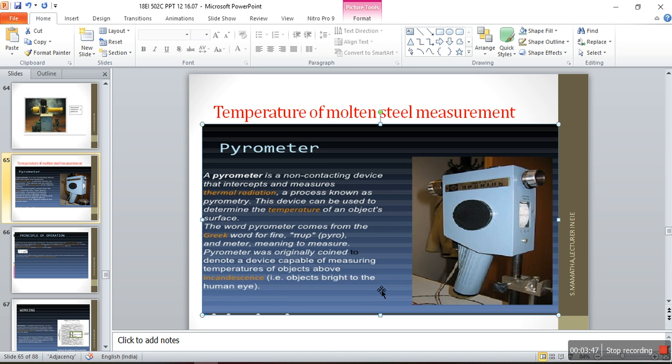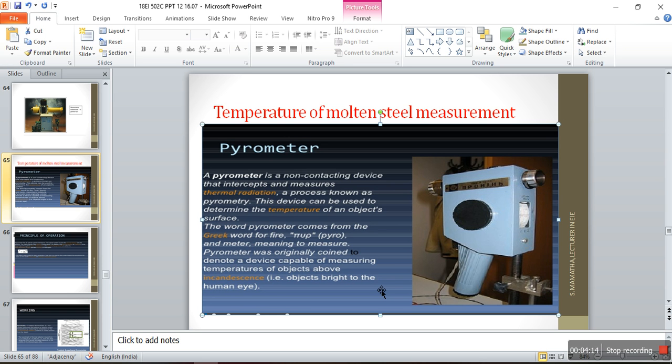Why? Because it depends on the measurement of thermal radiation emitted by the body. It's not touching the body and measuring its temperature. It will capture the thermal radiation emitted by the body and measure that radiation. That's why it is called a non-contacting device.